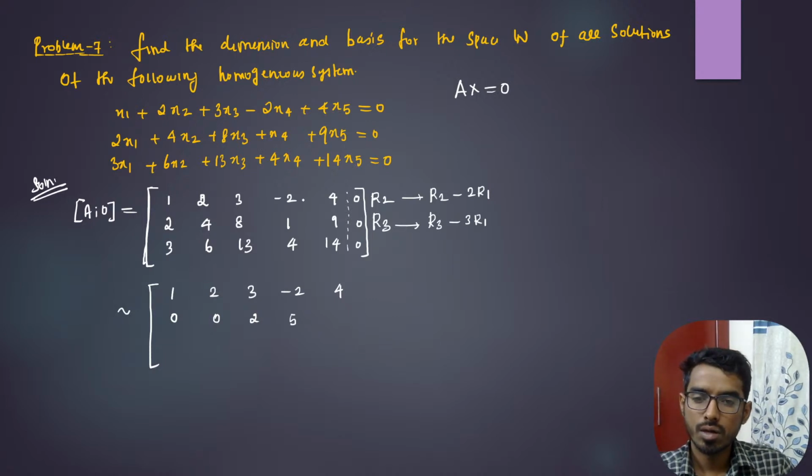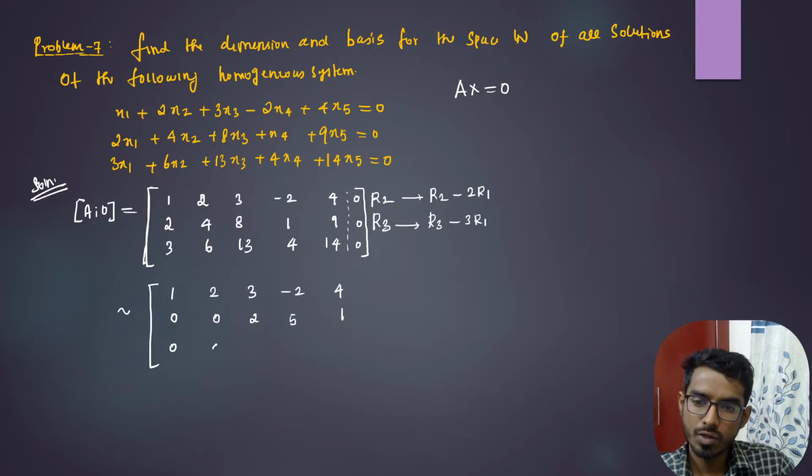We multiply 2 and then you subtract. You multiply 3 and then you subtract. You multiply 3, so 13 minus 9, 4. You multiply 3, so this is 10. Multiply 3, this will be 12. And we have 0, 0. Right? This is not in row echelon form, so we need to make this element as 0.